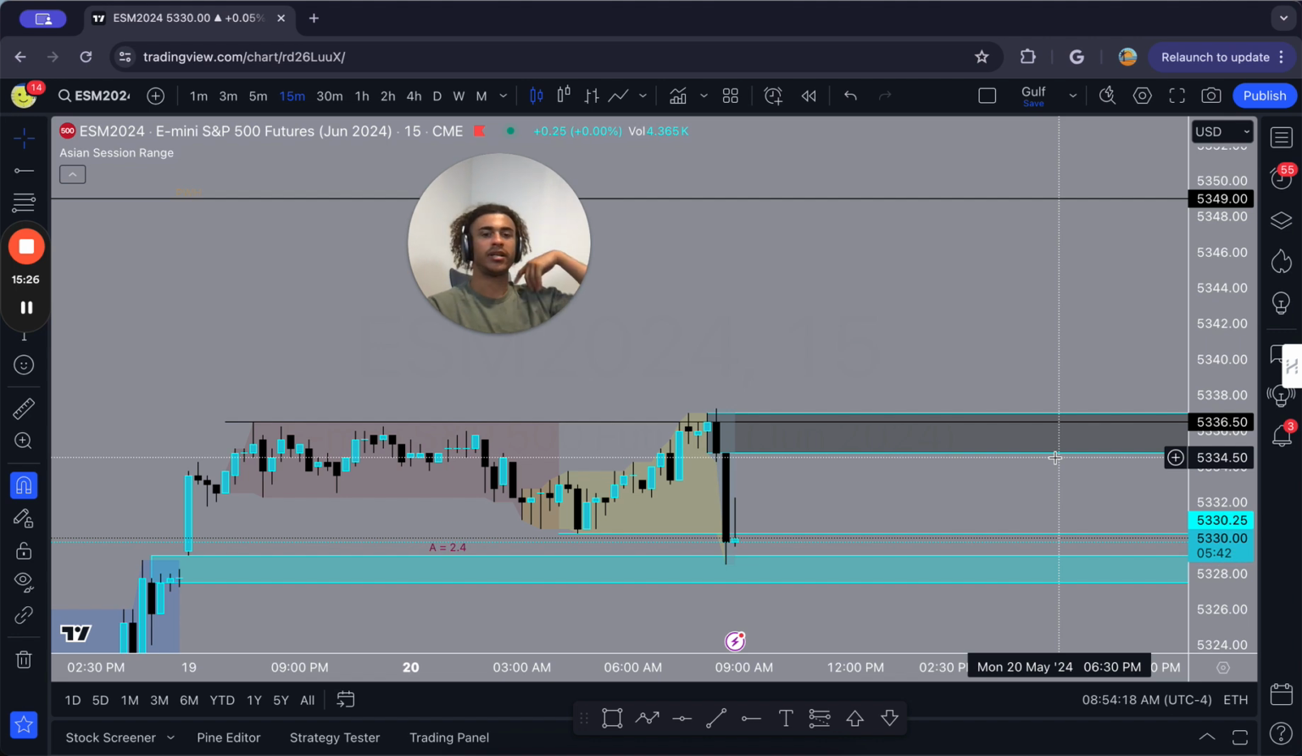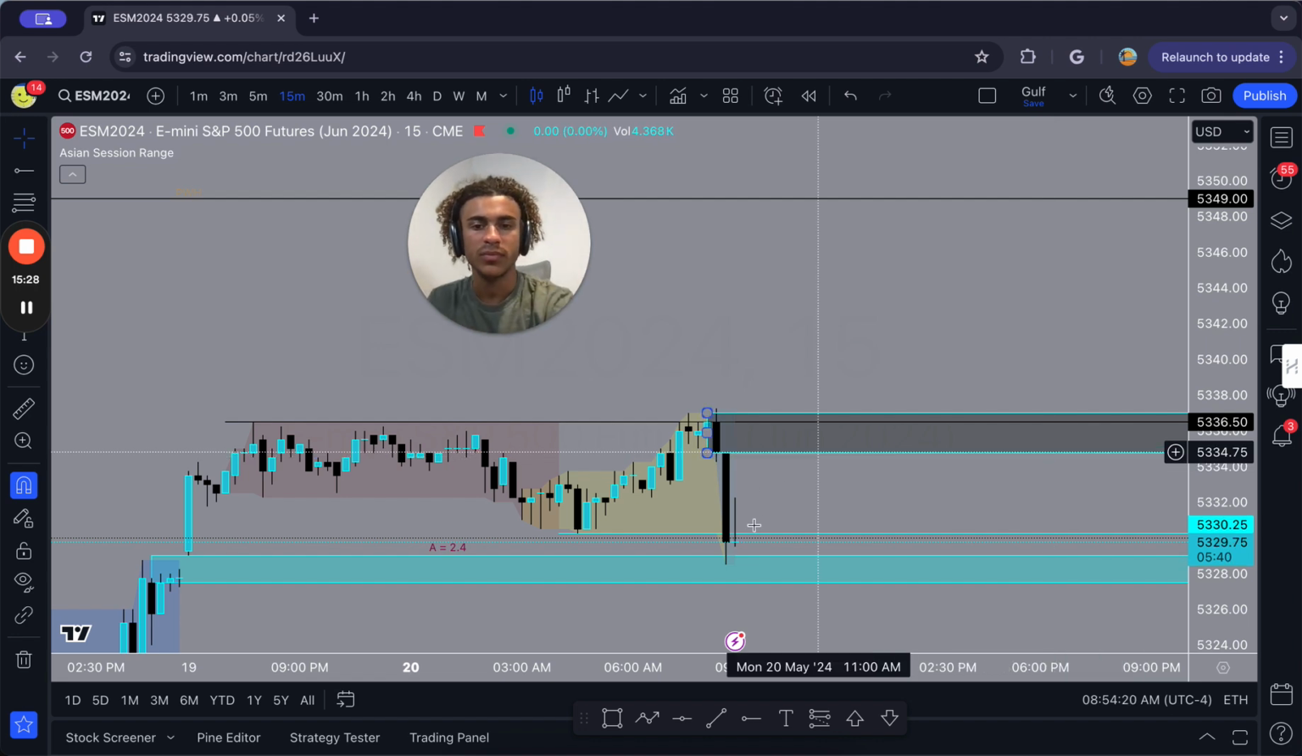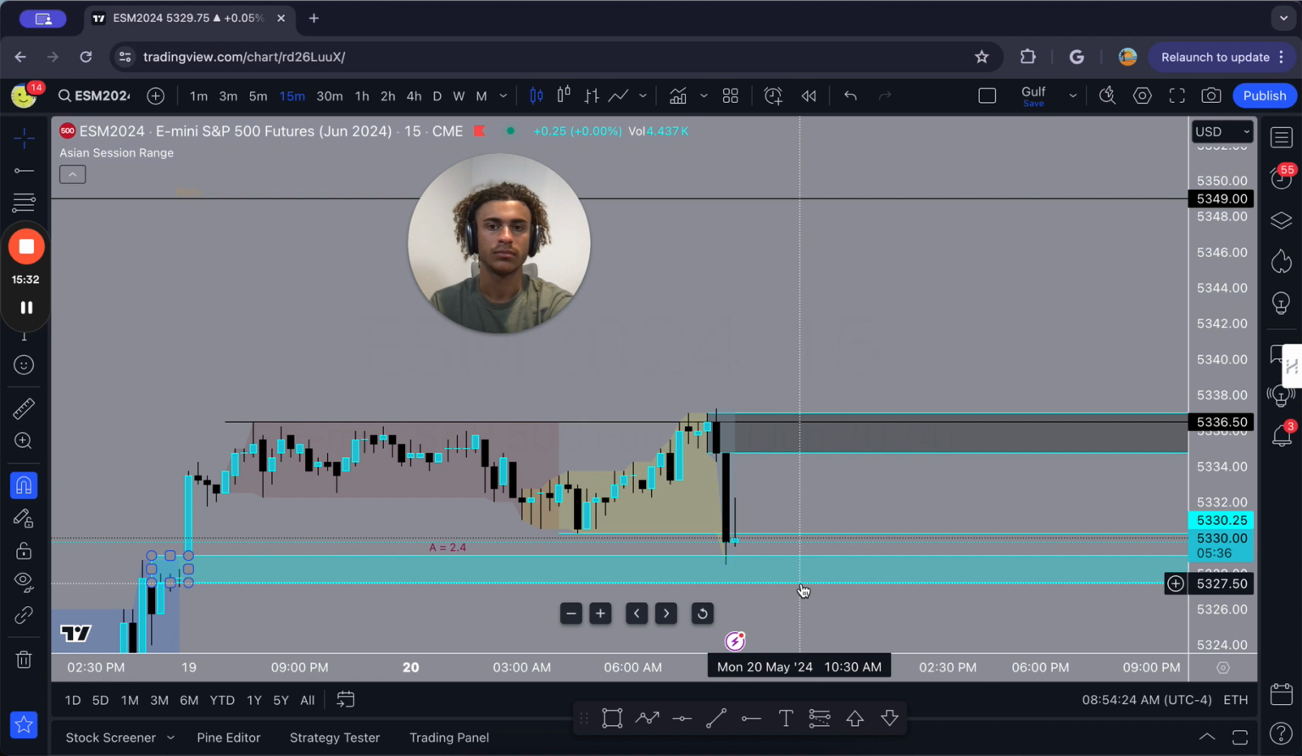Right, so if this candlestick cannot close above this low, this bounce is no longer in play.